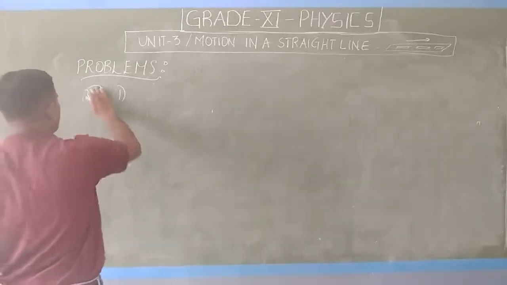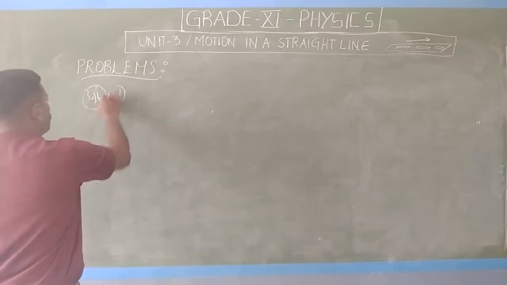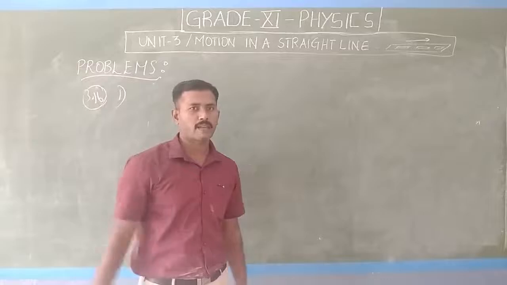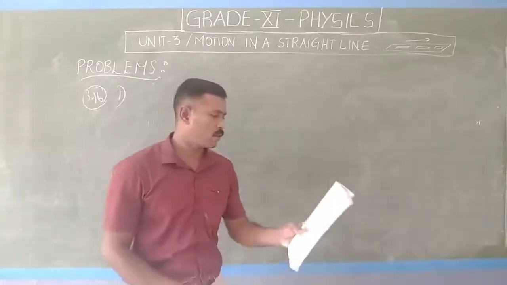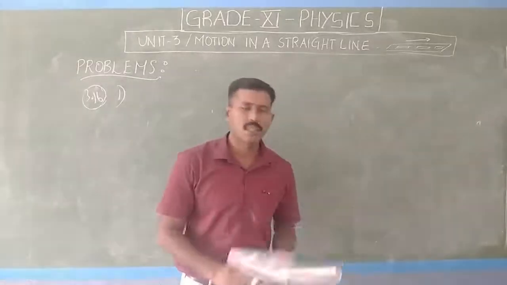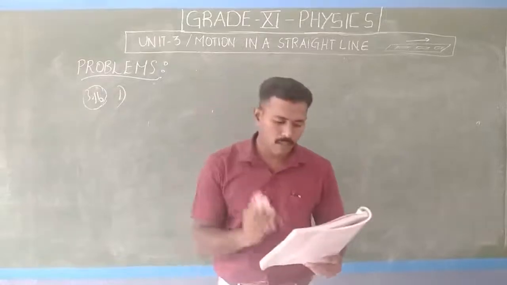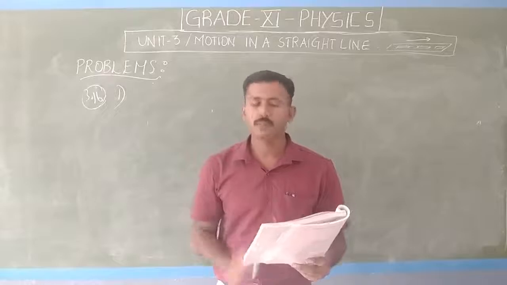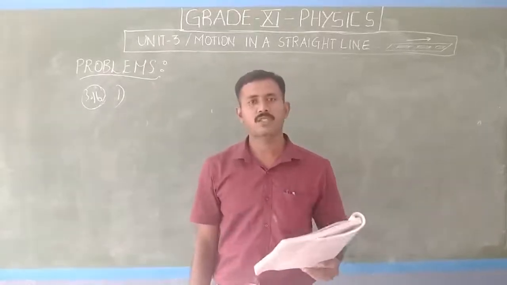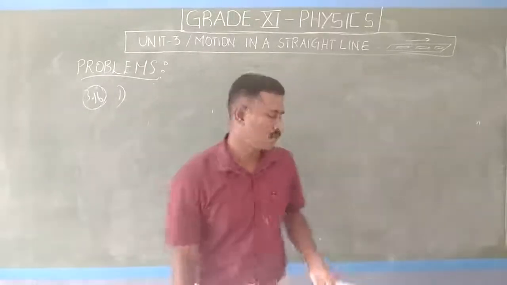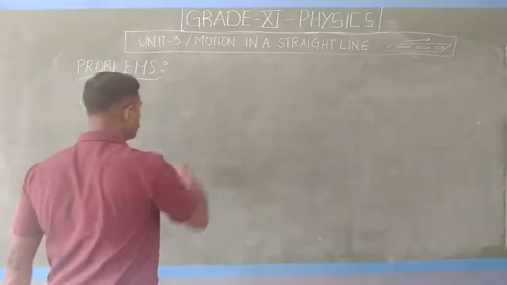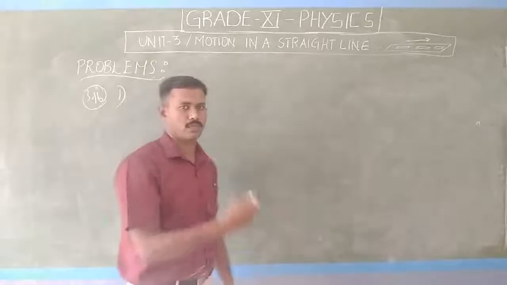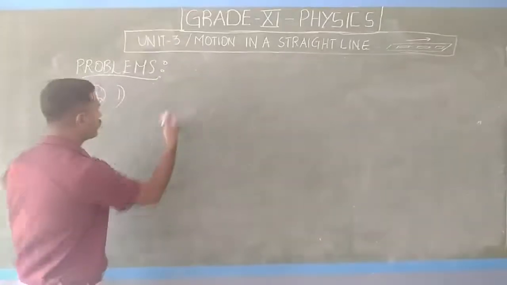This is 3.16. This question is based on studying the graph, so I will draw the graphs that are given in the problem. Look at the graphs given carefully. Which of these cannot possibly represent one-dimensional motion of a particle? They have given the graphs. You first listen and draw the graphs along with me.